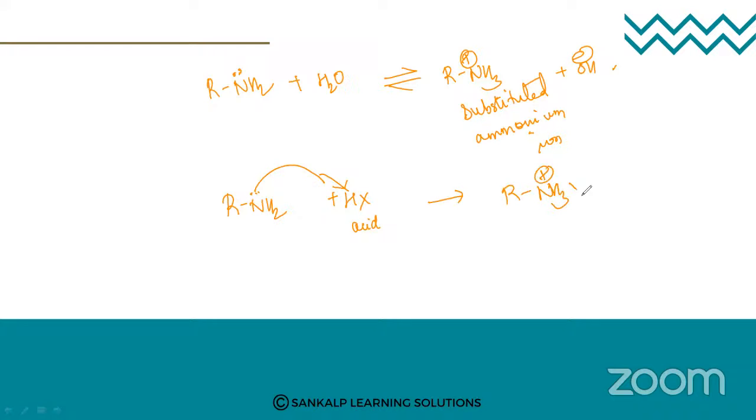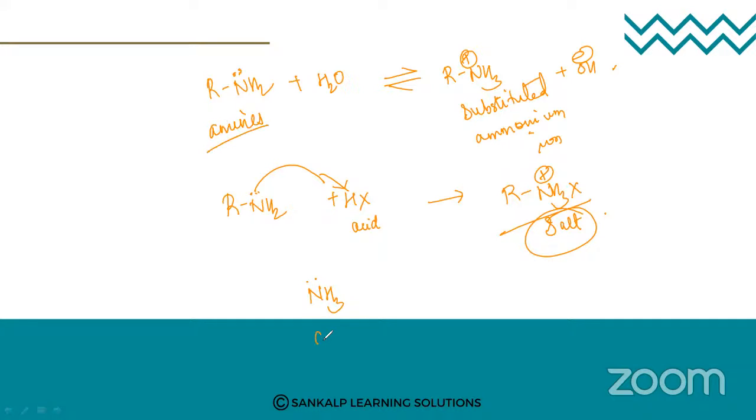RNH3 plus X. So we are going to get a substituted salt. So it has that capacity of accepting the proton. Similarly, ammonia. Now this was about amines.